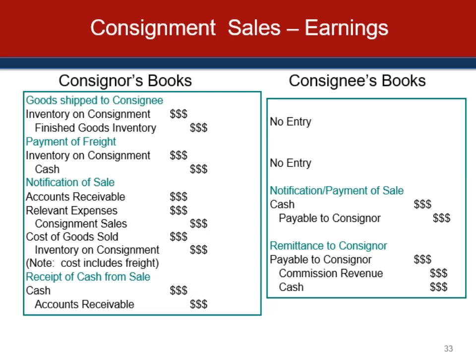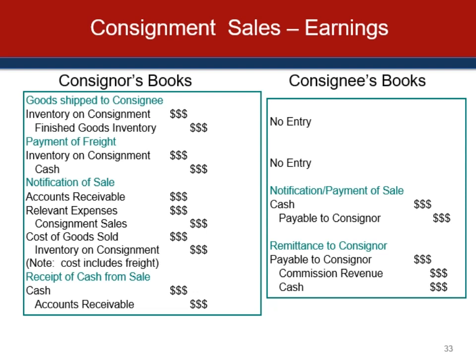So on the consignor's books, the consignor ships the inventory to the consignee. They record a credit to finished goods inventory to reduce it, and a debit to inventory on consignment to increase it. When they pay the freight, they add that to the inventory on consignment and credit cash. Notification of the sale. When they receive notification of the sale, they set up the accounts receivable from the consignee and record the relevant expenses because they're going to have to pay them, and record the total as the consignment sales amount.